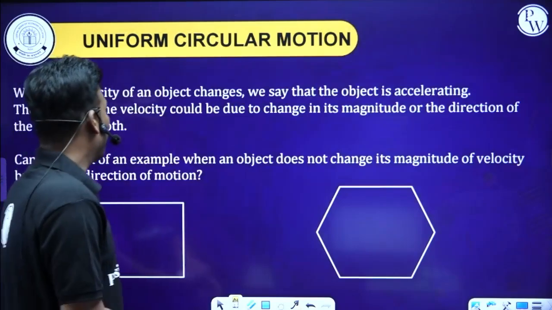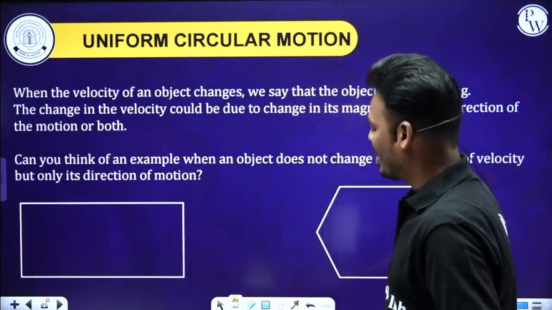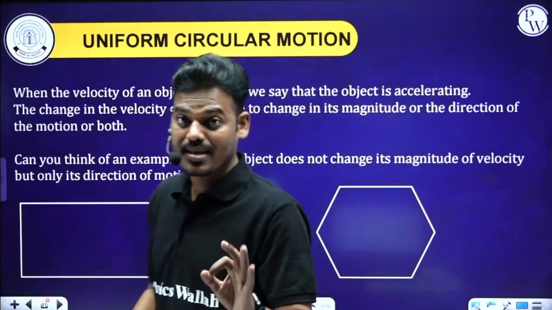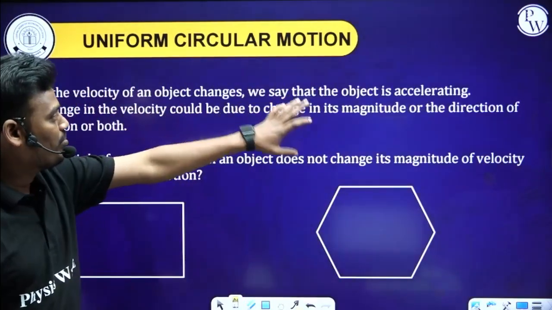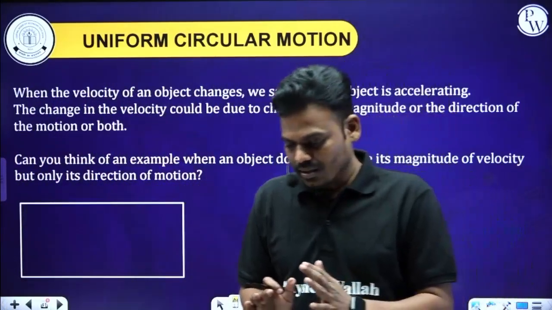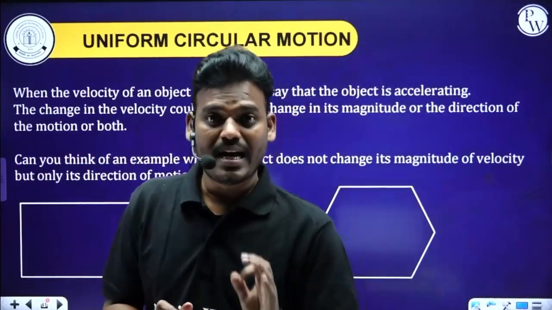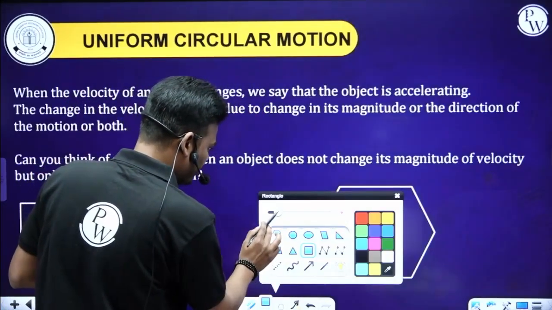Okay, last concept of this motion chapter, that is uniform circular motion. Uniform means same. So before moving on to uniform circular motion, let's try to understand velocity and direction. Now let's read out the content.